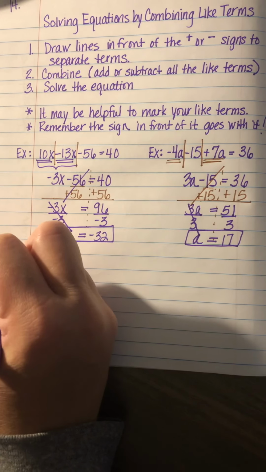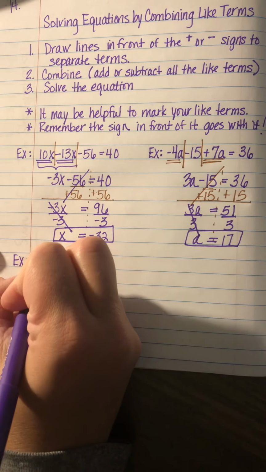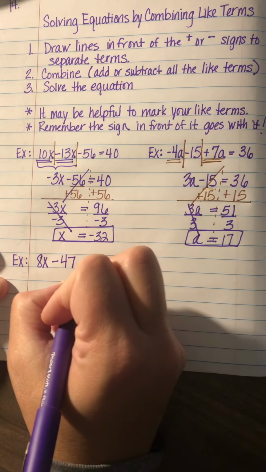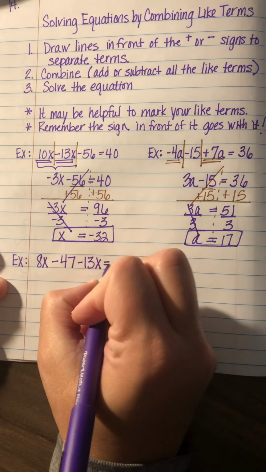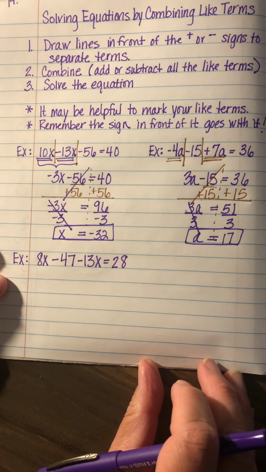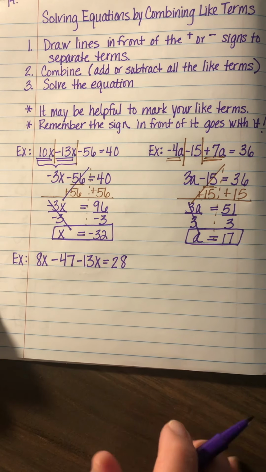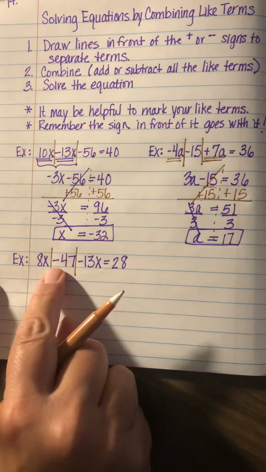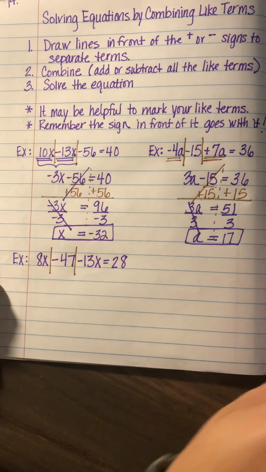We're going to continue on page 14, do one last example together. I have 8x minus 47 minus 13x equals 28. We're going to draw our lines in front of our addition and subtraction signs, in this case the two subtraction signs, right in front of the minus 47 and the minus 13x.